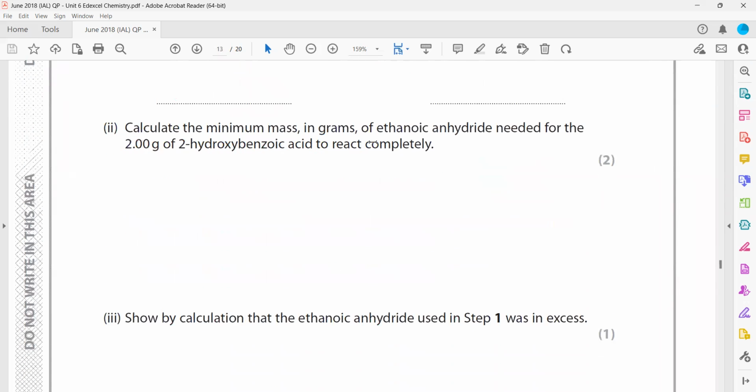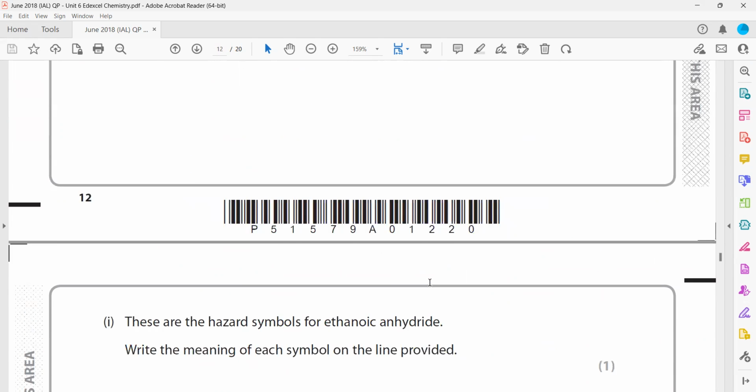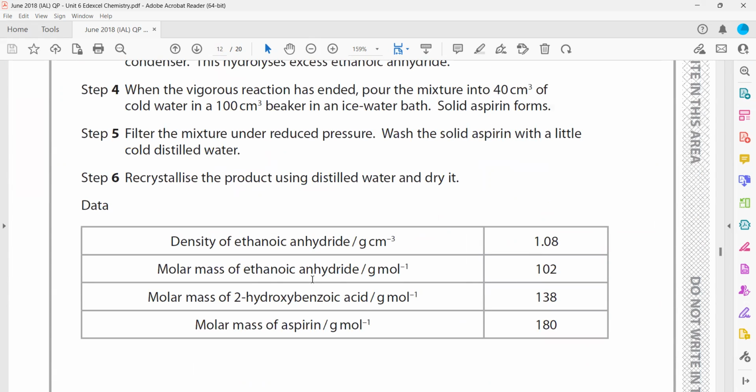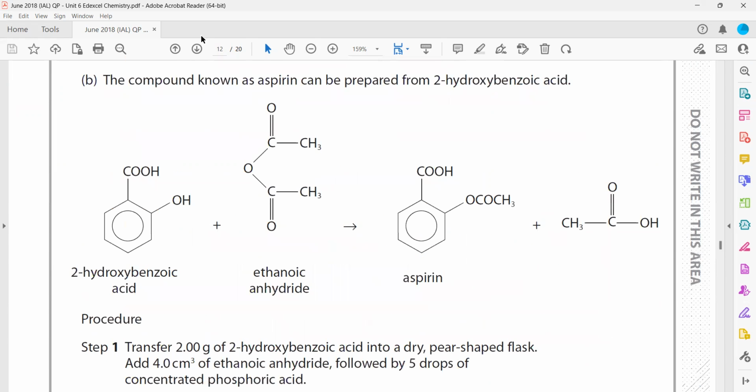Next is calculate the minimum mass in gram for ethanoic anhydride needed for 2 gram of ethanoic acid to react completely. So you have to use a ratio because we want the minimum mass of ethanoic anhydride. The molar mass of ethanoic anhydride is 102 and 2-hydroxybenzoic acid is 138.